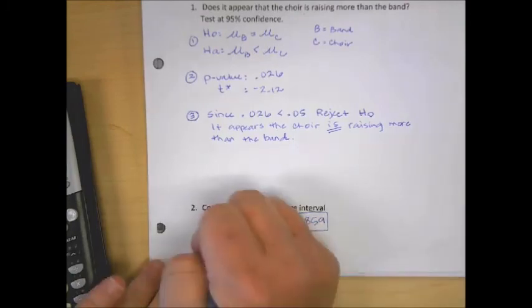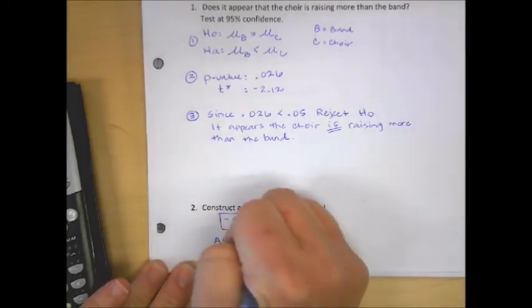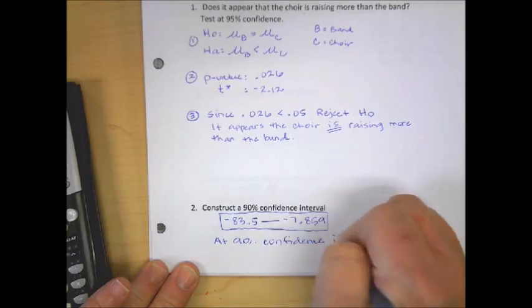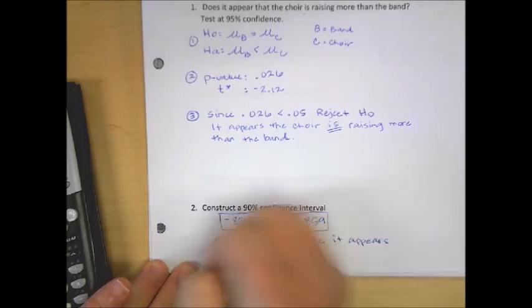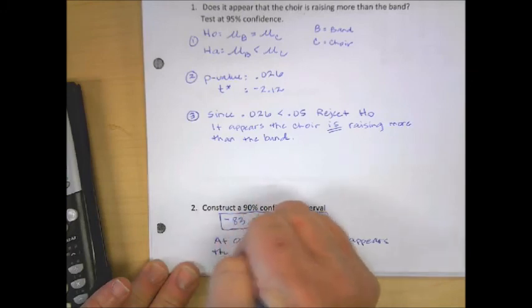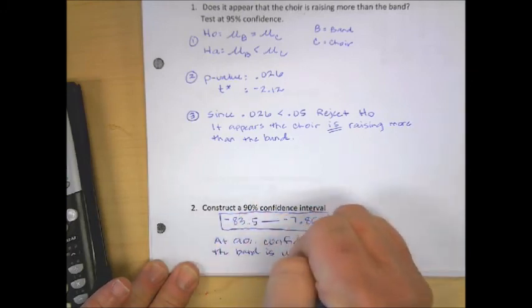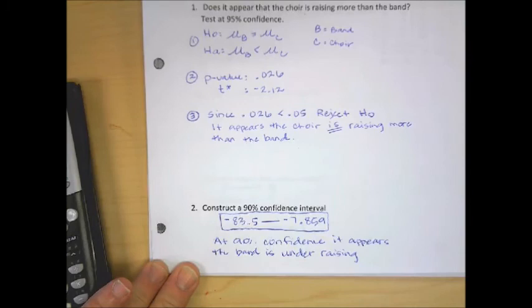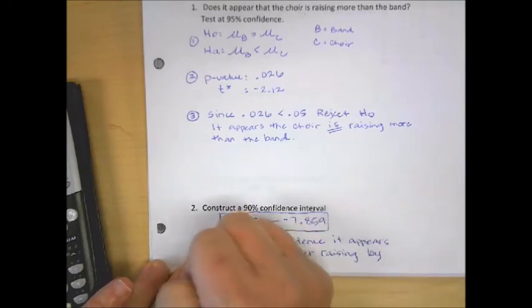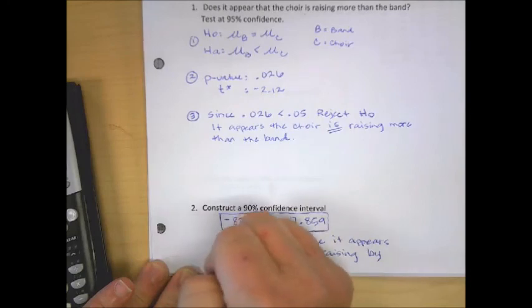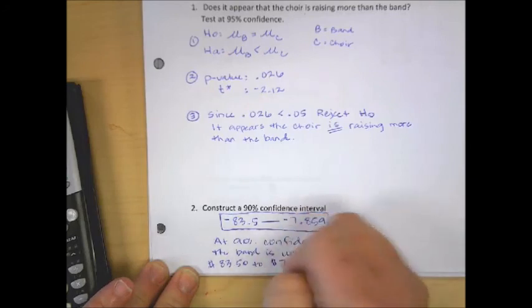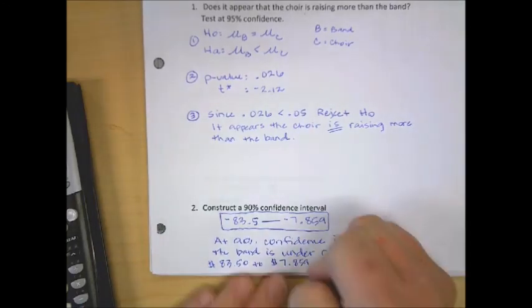At 90% confidence, it appears the band is under-raising by $83.50 to $7.859 versus the choir.